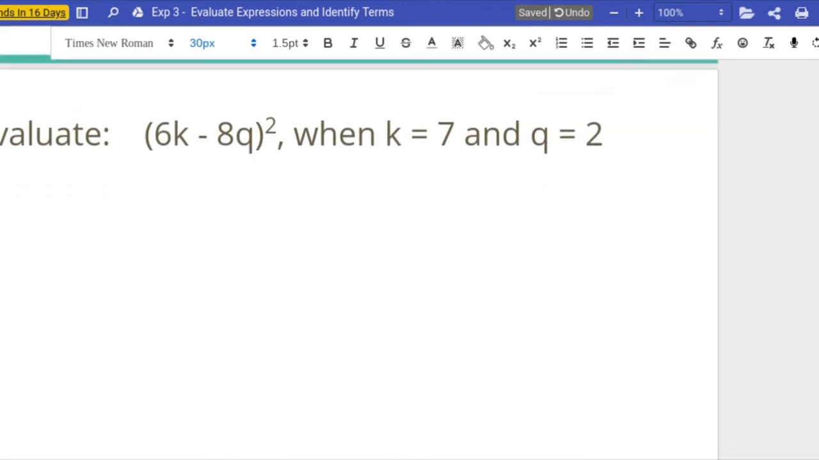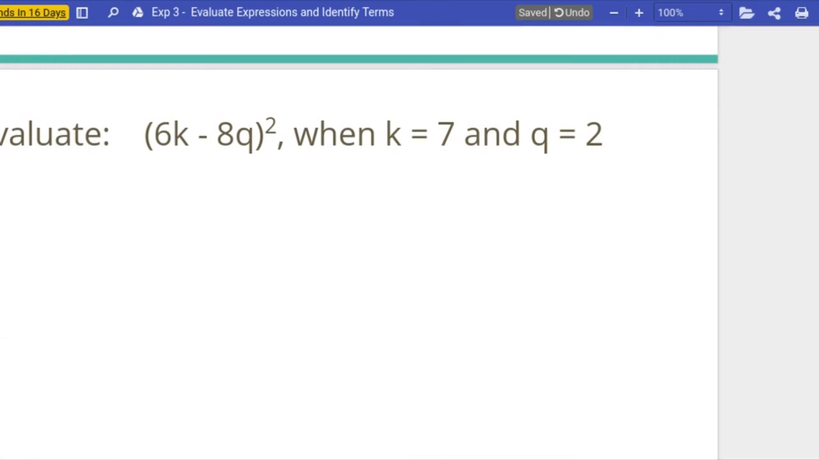All right, now we're going to add an exponent in here, so it makes it slightly harder. Again, I have two variables, so I'm going to substitute 7 in for the k, and I'm going to substitute 2 in for the q. Now this squared out here means I need to do everything that's inside the parentheses and then square it. So I'm going to complete all of that before I square it.